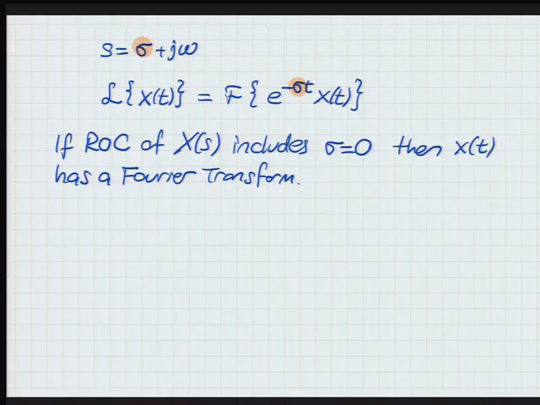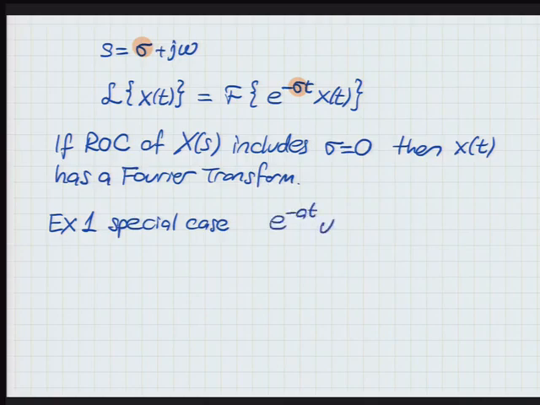I want to make sure that's one of my examples. It's not, but well, this is still actually example 1, a special case. Example 1 was e to the negative at times u of t, right? If I set a to be 0, what do I get? U of t, right? Did we have a Fourier transform for u of t? You're integrating e to the negative j omega t, which doesn't decay, right? Good luck. It's not going to converge.